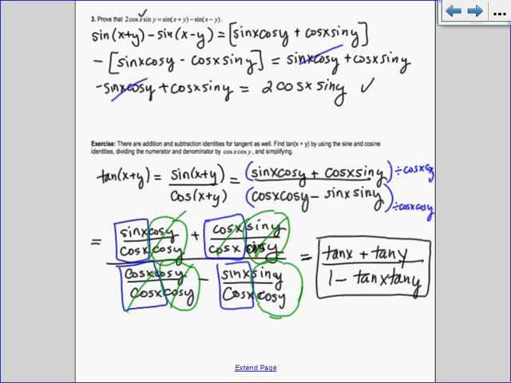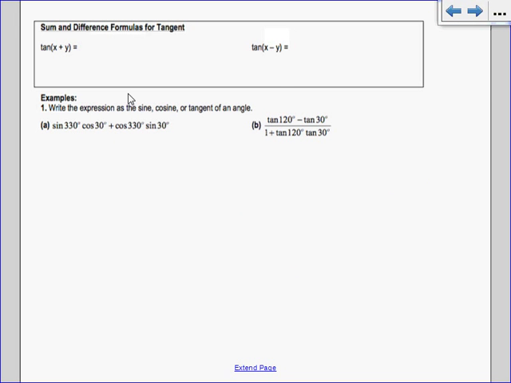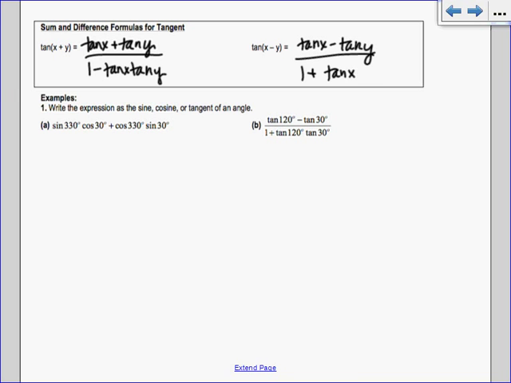All right, so we'll fill those in. So if I have tangent of x plus y, it's tangent of x plus tangent of y all over 1 minus tangent of x times tangent of y. And tangent of x minus y is going to be tangent of x minus tangent of y all over 1 plus tangent of x tangent of y. Okay, so they're not hard formulas to memorize, but I'm not going to actually make you memorize those two.